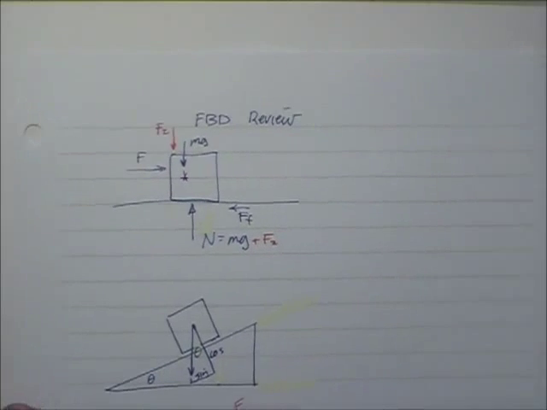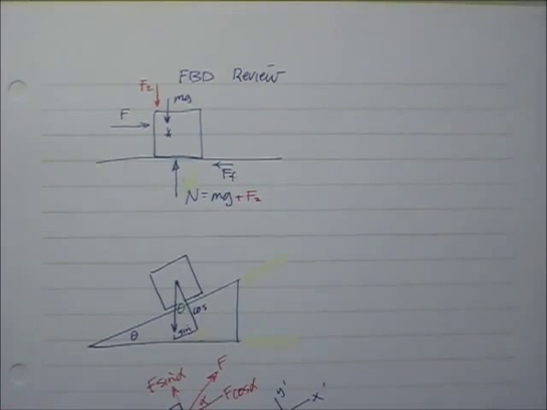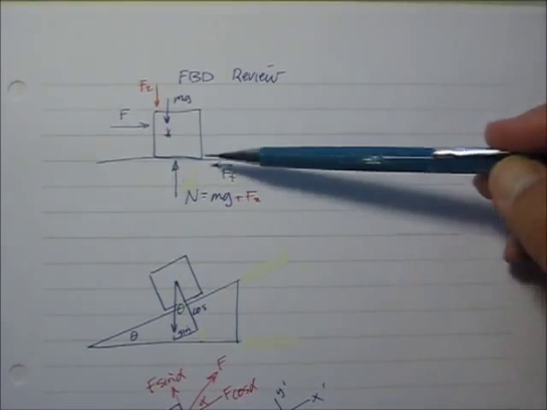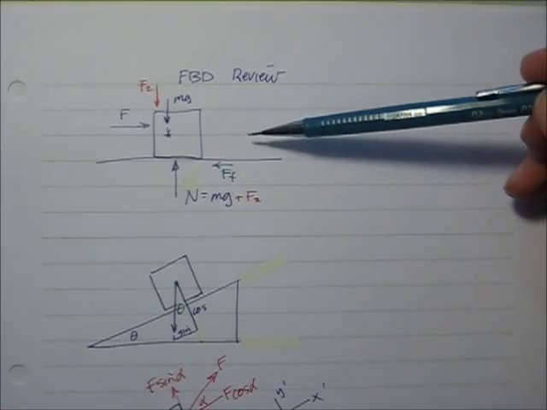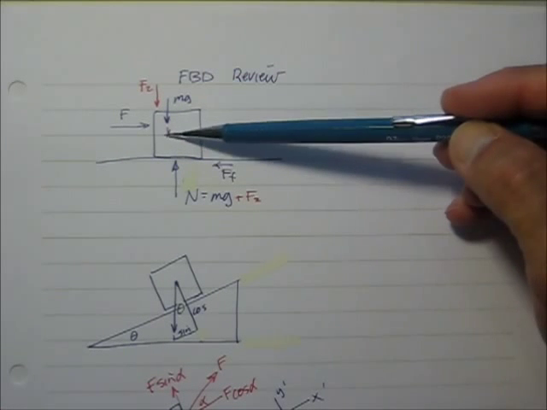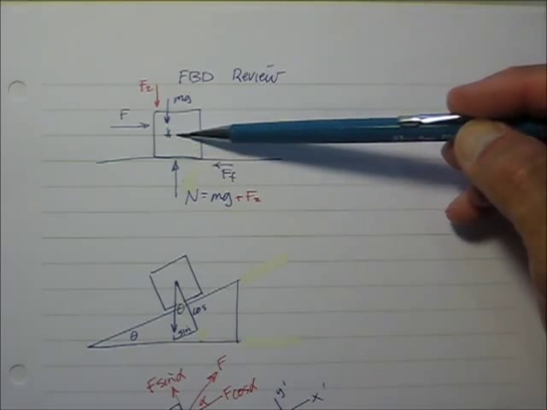Okay. Let's talk about free body diagrams. Just a little review of these free body diagrams. Let's say we have a box and it's sitting on the floor or a table or something like that. If it has an mg, the mg acts through the center of gravity. The center of gravity may or may not be in the center of the object.